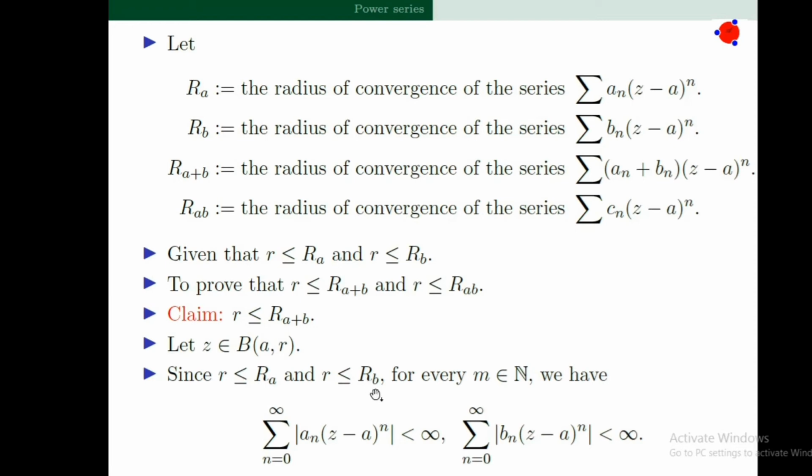Similarly, since r is less than or equal to Rb, here Rb is the radius of convergence of the second power series sigma bn (z minus a)^n, that series is also absolutely convergent. That means this sum is also finite.